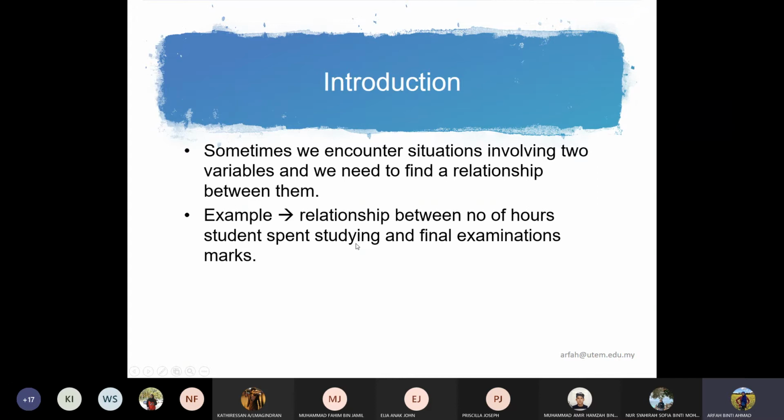So example, the relationship between number of hours students spend studying and final examination marks. Ada hubungan tak? What do you think? Is there any relationship between masa study dan juga final exam punya marks? Do you think there is any relationship that exists between these two variables?